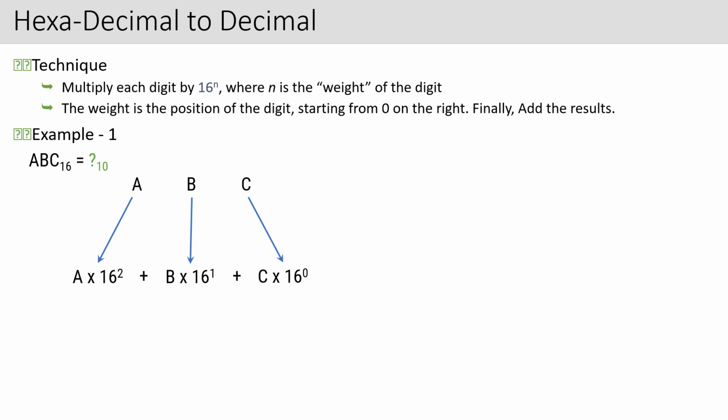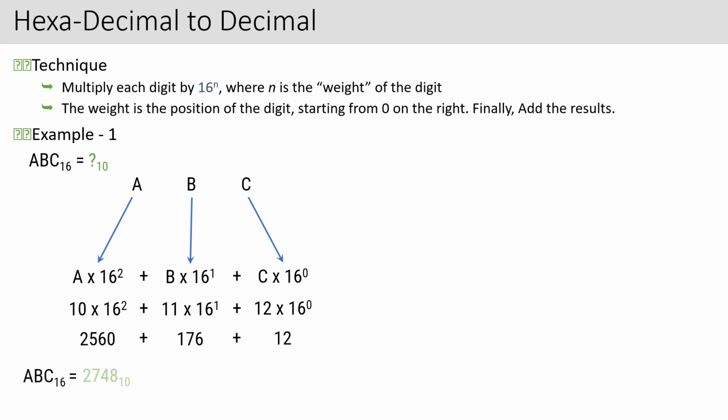How many digits is it having? 3 digits. So you will start from 0, 1, 2. So C into 16 to the power 0, B into 16 to the power 1, and A into 16 to the power 2. Now you have to write down the equivalent decimal form of A, B and C. In decimal form, A is written as 10, B is 11 and C is 12. So multiply it, add the numbers, and you get the decimal equivalent of the hexadecimal number. So ABC can be written as 2748.